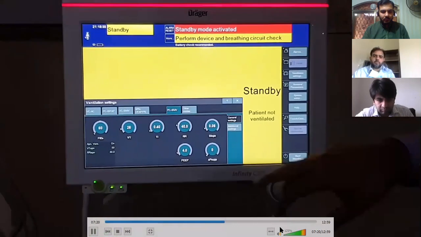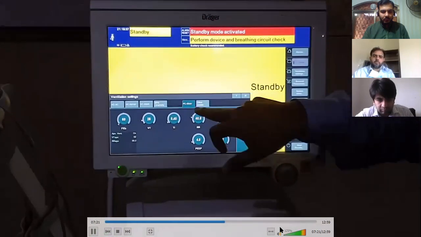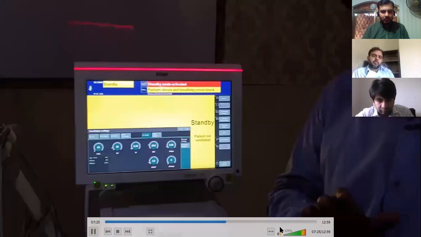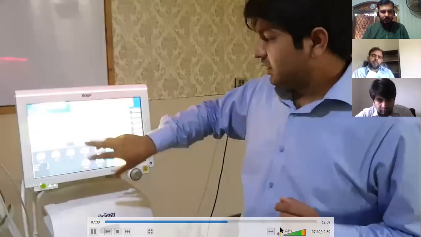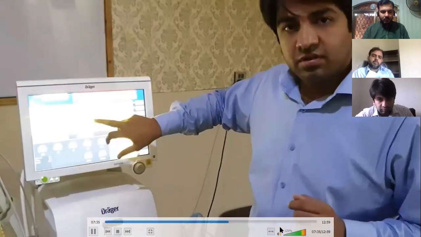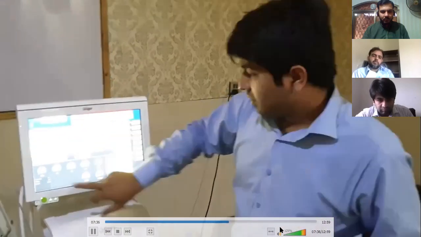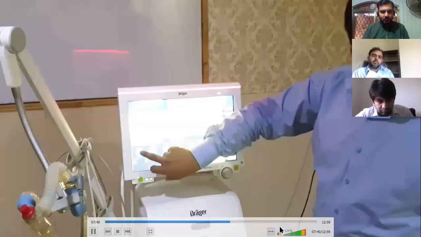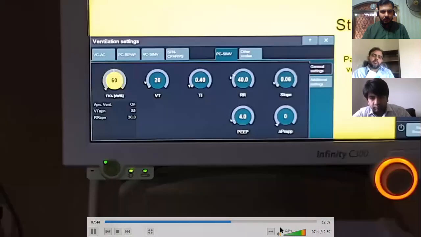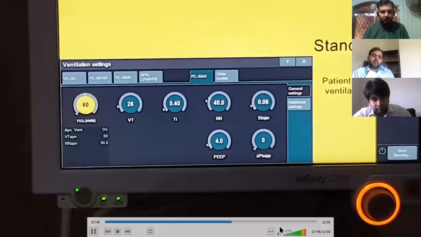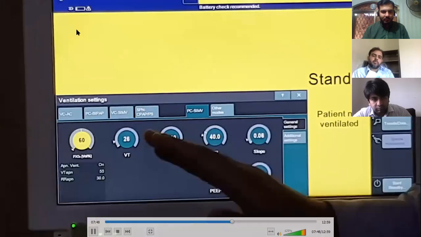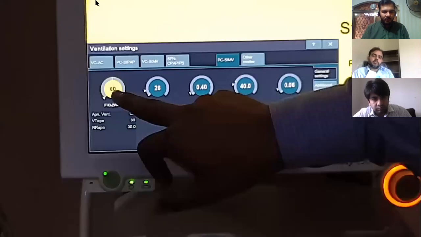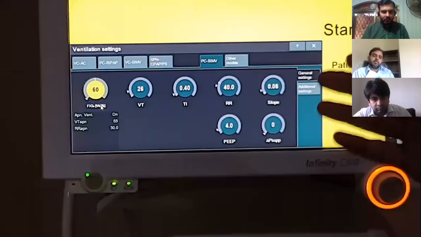The basics of pressure control SIMV are explained by Dr. Mudassir in the first module. However, we will just see how we adjust the settings on this pressure control SIMV mode. The first option you can see here is FiO2. So the initial FiO2 to start with is 60%. Although we can increase the FiO2 to 100%, the best is to start at 60% and then adjust the FiO2 according to the clinical scenario.